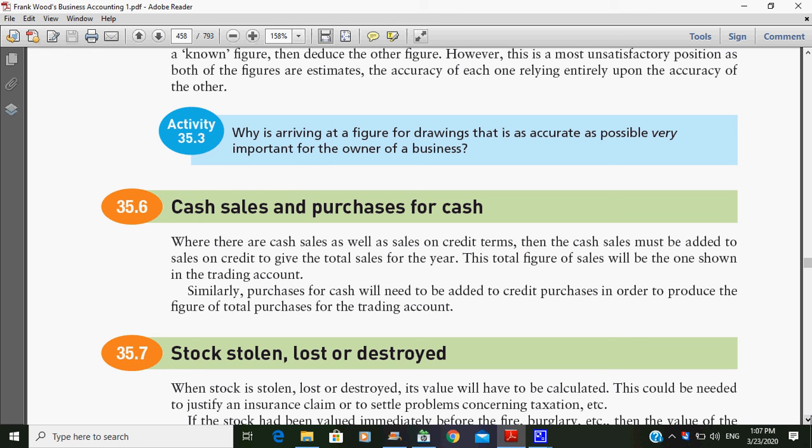Alright? So cash plus credit must be added together. Similarly, purchases for cash will need to be added to credit purchases in order to produce what? The figure of total purchases for the trading account. That is common knowledge, right?